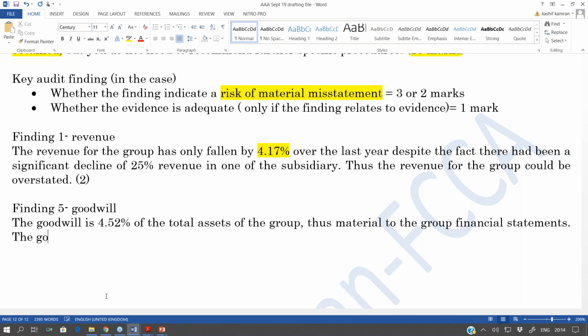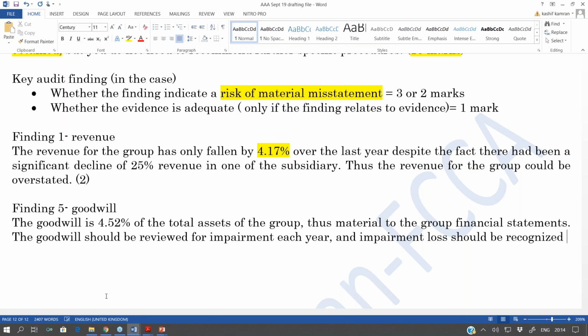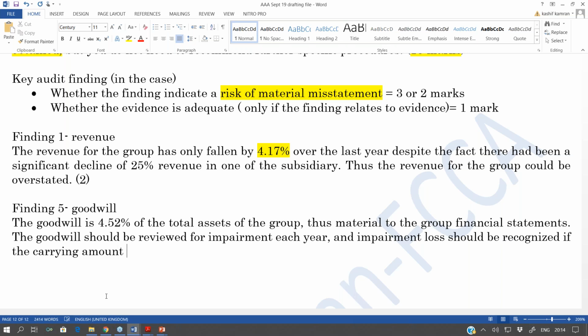Okay, the goodwill should be reviewed for impairment each year, and an impairment loss should be recognized if the carrying amount exceeds the recoverable amount. So is that the accounting treatment?